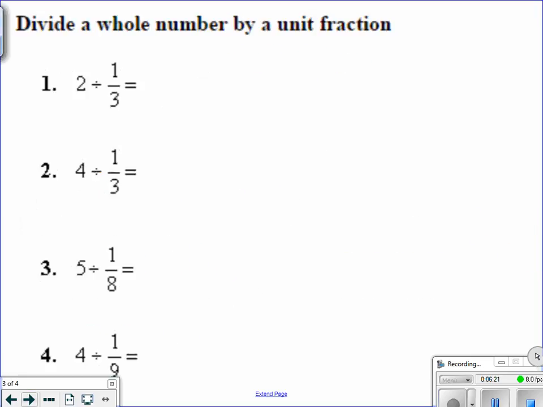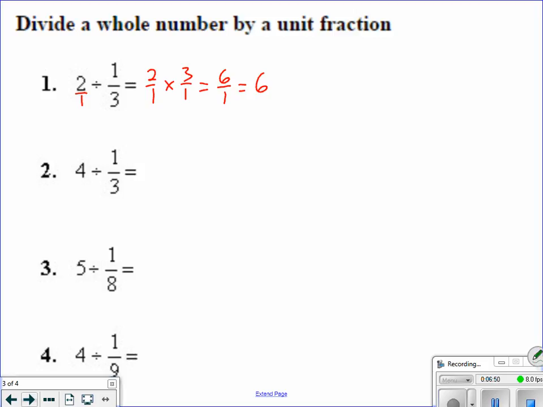As we go on to the next ones here, same problems, just without the diagram. Again, I can think of 2 as 2 over 1. So I'm going to change this to 2 over 1. Instead of division, it's multiplication. Instead of 1 over 3, I have to flip it to 3 over 1. 2 times 3 is 6. 1 times 1 is 1. 6 over 1 is 6. Okay, number 2.